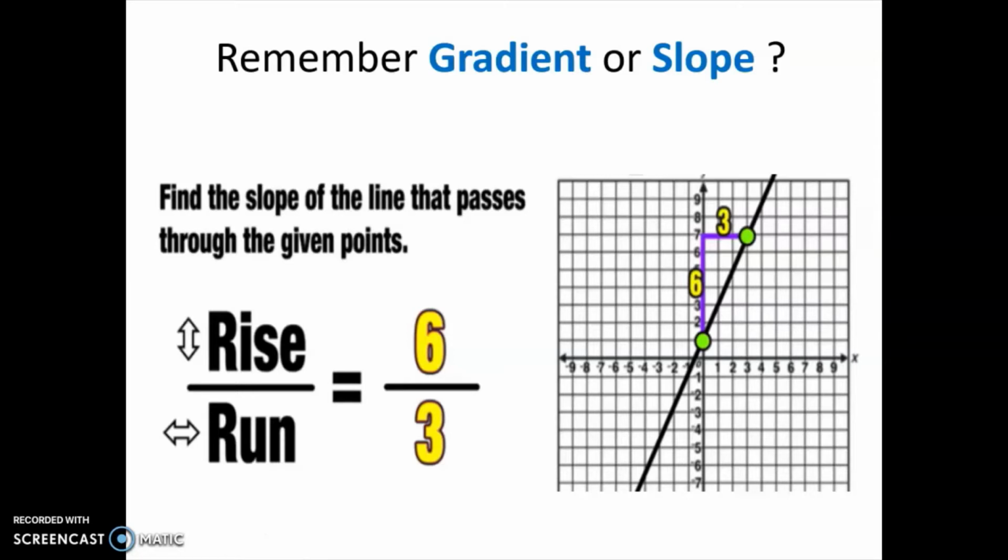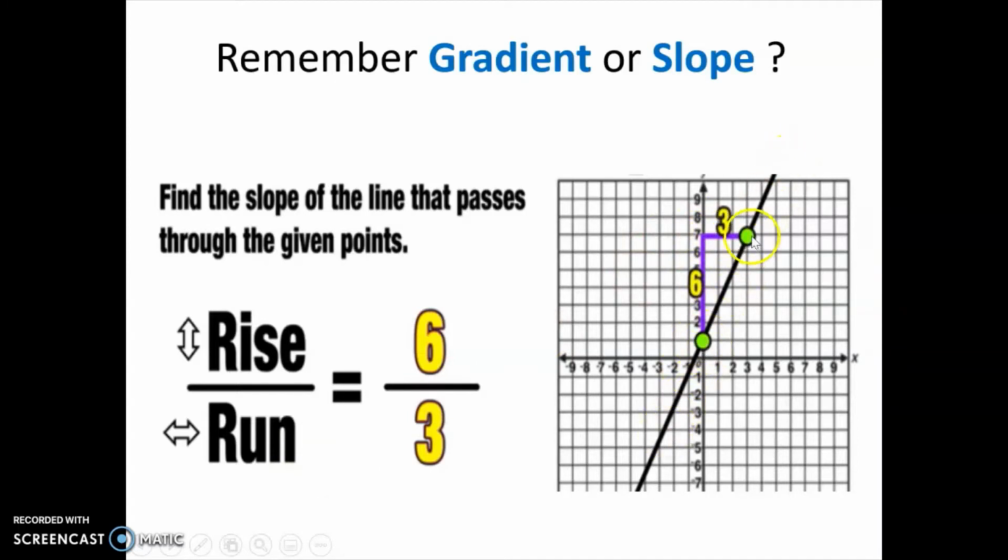So slope and gradient are the same thing. You may hear these words used interchangeably. We can begin slope with the simple words rise and run. Rise represents how much a line is moving up along the y-axis, and run represents how much we move along the x-axis. So for example, we have this black line here.